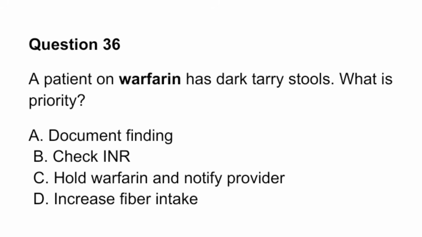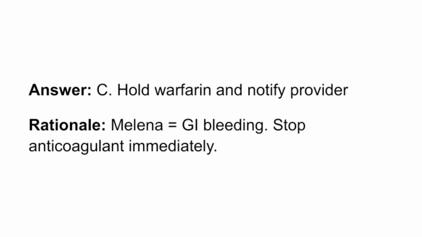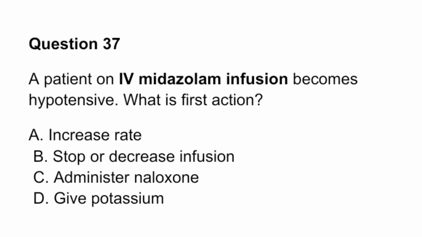Question 36. A patient on warfarin has dark, tarry stools. What is priority? A. Document finding. B. Check INR. C. Hold warfarin and notify provider. D. Increase fiber intake. Answer. C. Hold warfarin and notify provider. Rationale? Melena equals GI bleeding. Stop anticoagulant immediately.